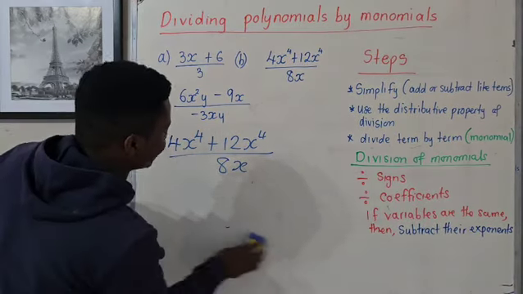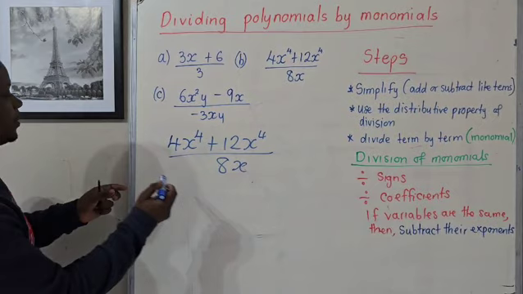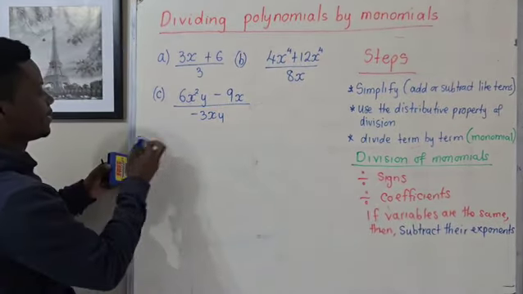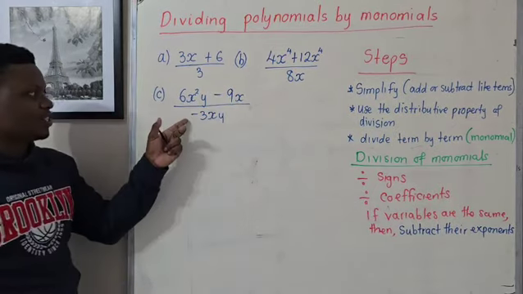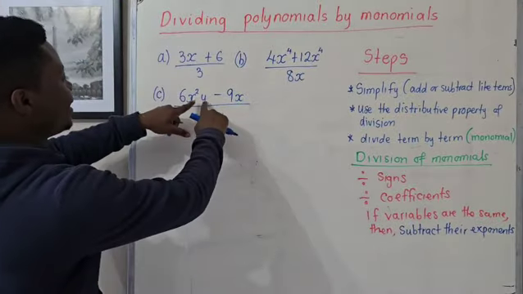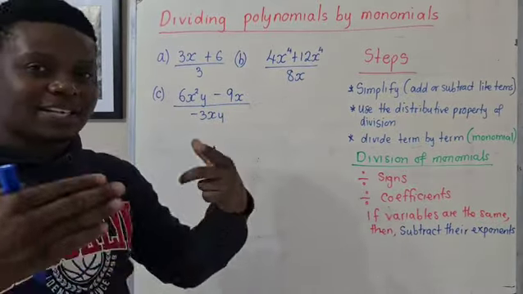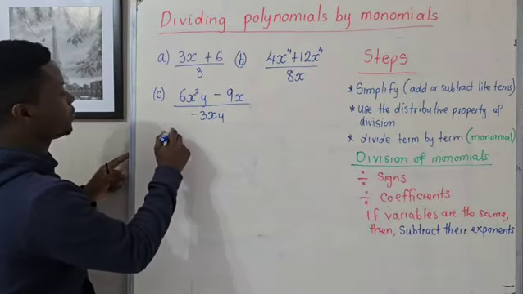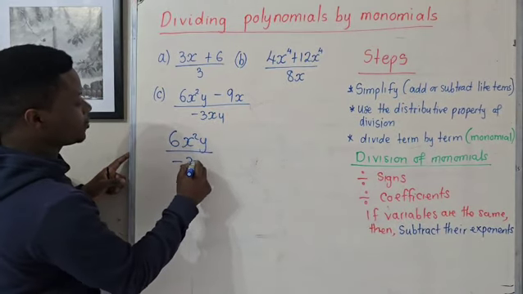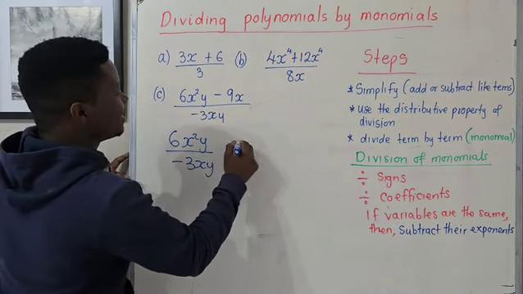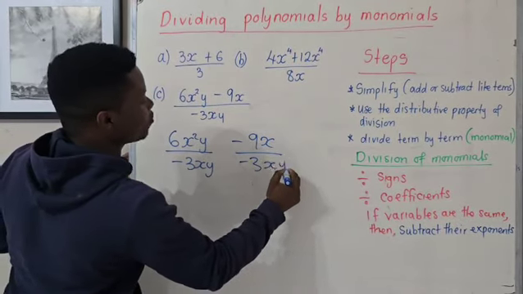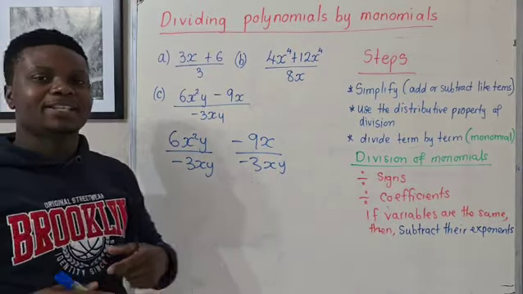Let's try the third one, which says, we already have it here. Let us just do it right here. So the first step that we're going to do is to try to simplify, and these are not like terms. So for that reason, I split it using the distributive property, which is 6x squared y all over our denominator negative 3xy, minus 9x, our numerator, all over our denominator, negative 3xy. So we simplify them term by term separately.